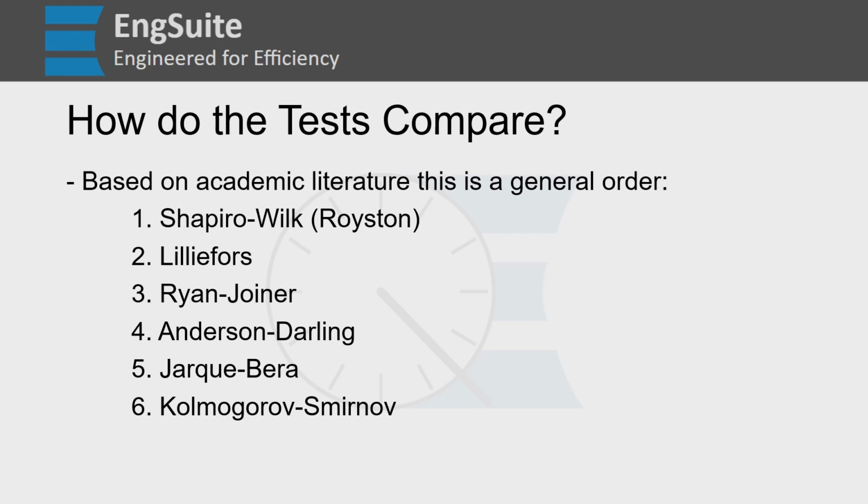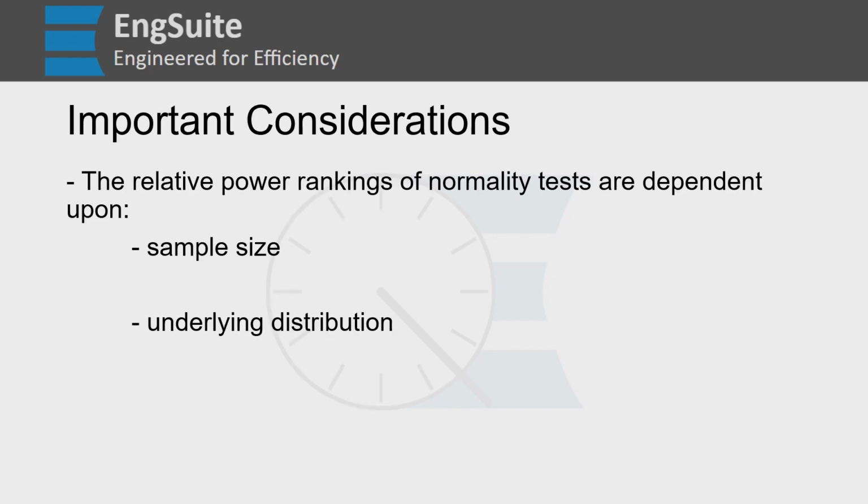To me, that's just incredibly fascinating, that by taking a test statistic that's calculated the exact same way and using just a different p-value calculation, you can get such an immense increase in power. There are some important considerations when we're doing these power rankings: the relative power rankings are dependent upon sample size and underlying distribution.